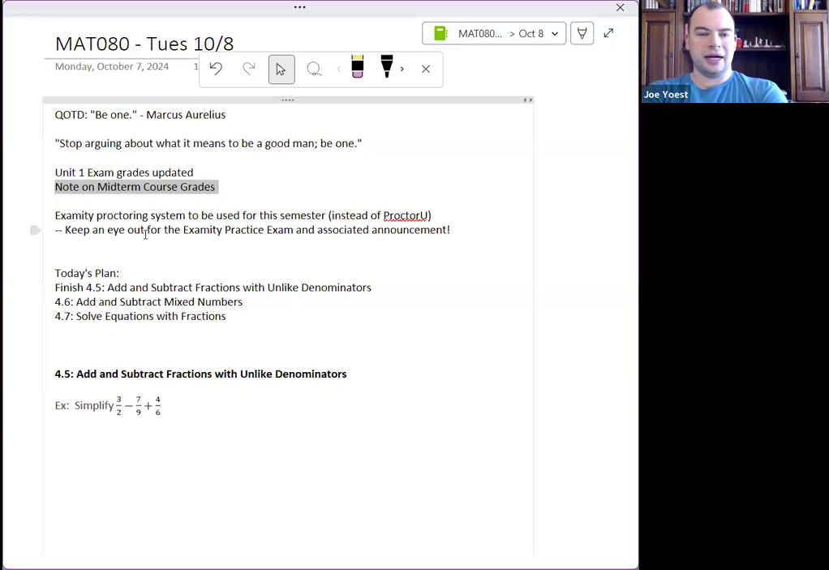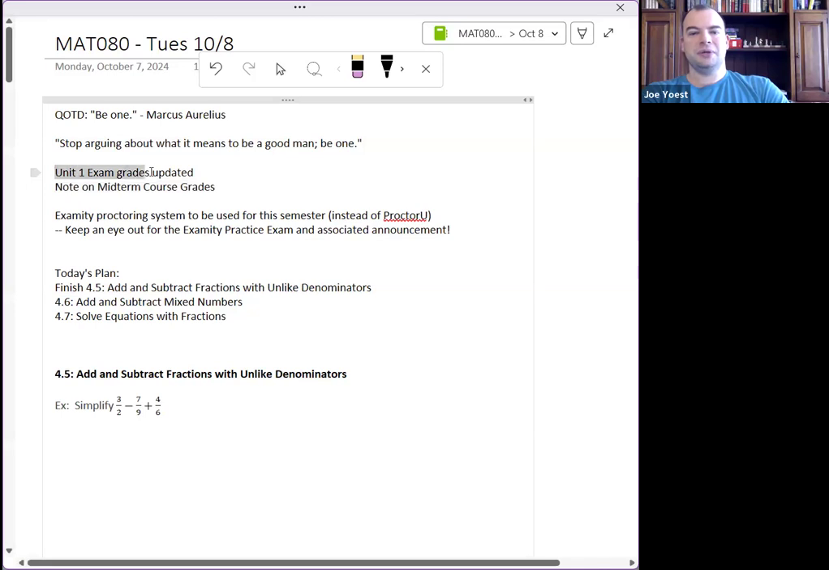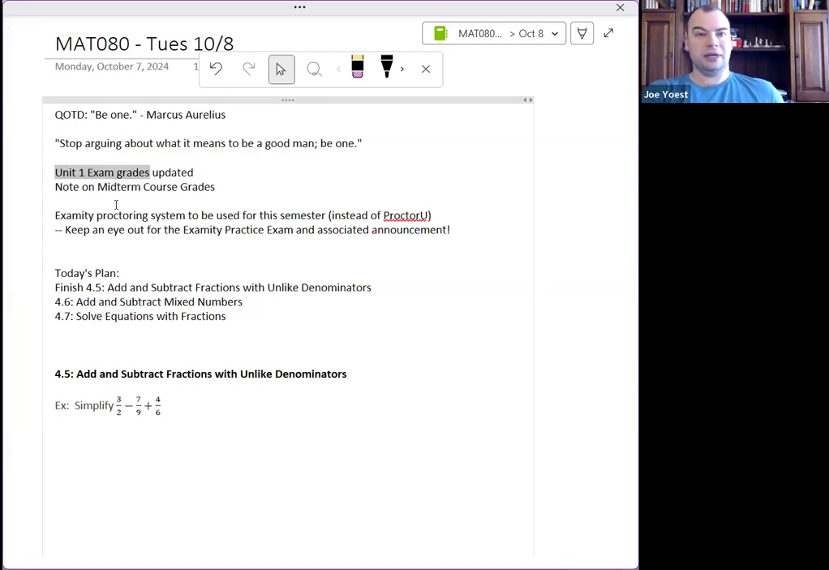The way that I will compute your midterm course grade is I'll take the Unit 1 exam grade, and I'll do a weighted average of that with the average of the homework sets that were due as of this past weekend. So all of the homework sets that are past due, I'll take the homework average, take your Unit 1 exam grade, take a weighted average of the two, weighting according to the weighting in the syllabus, and that will be your midterm course grade.